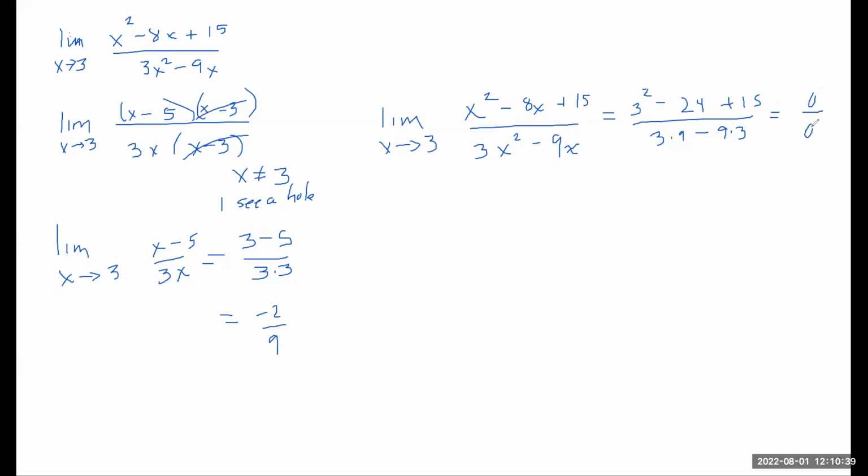So we could actually go ahead and use L'Hopital's rule in this particular situation instead of doing our algebra, as long as we know how to take the derivative of the numerator and denominator separately. With respect to x, the derivative of x squared minus 8x plus 15 is going to be 2x minus 8. The derivative of the denominator will be 9x minus 9.